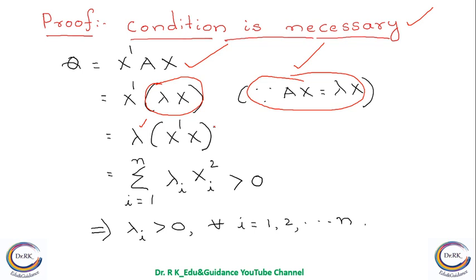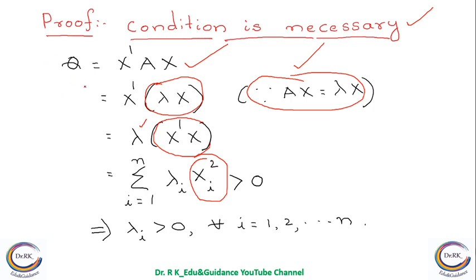Now what is X transpose X? Suppose X is a column vector x1, x2, and its transpose is a row vector x1, x2. If you multiply these two, which we have been discussing many times under inner product, we get x1 square plus x2 square. If we generalize this, it becomes summation i equal to 1 to n of lambda i xi square. So this is always positive. Why is the total positive?